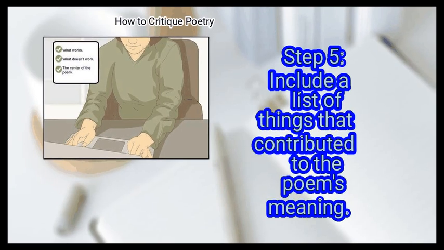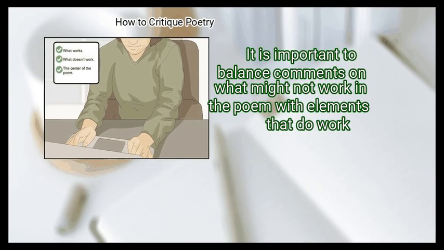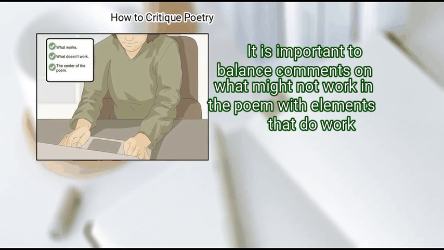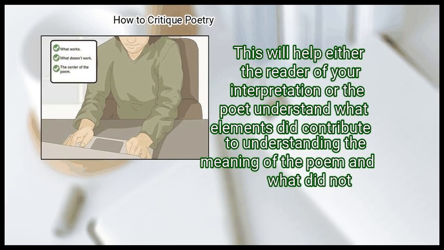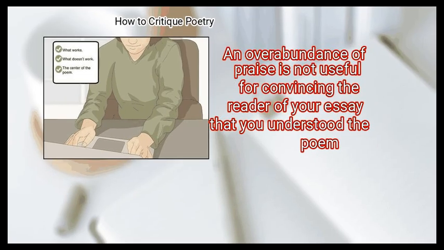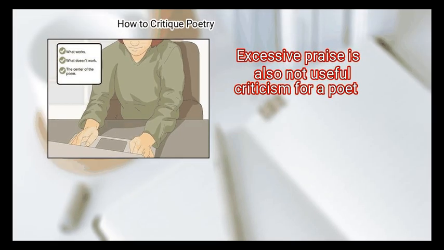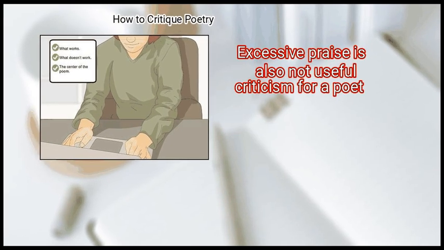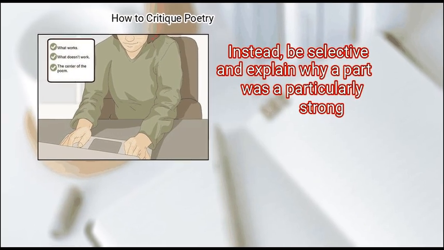Finally, include a list of things that contributed to the poem's meaning. It is important to balance comments on what might not work in the poem with elements that do work. This will help either the reader of your interpretation or the poet understand what elements did contribute to understanding the meaning of the poem and what did not. An overabundance of praise is not useful for convincing the reader of your essay that you understood the poem. Excessive praise is also not useful criticism for a poet. Instead, be selective and explain why a part was particularly strong.